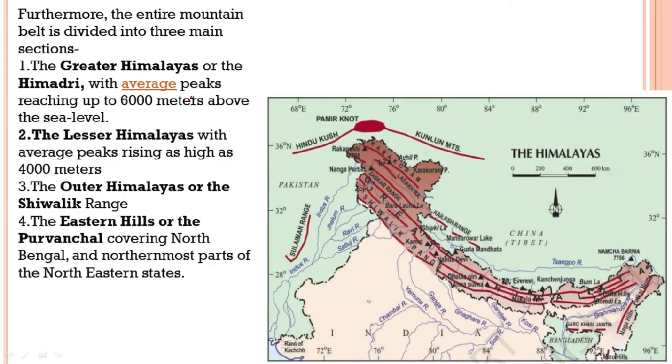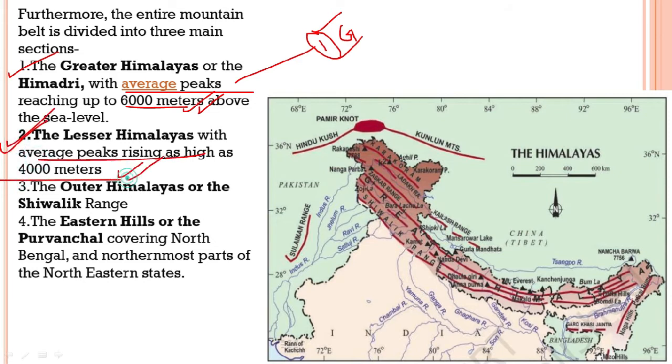Now quickly go through the divisions of the Himalayas. First we have seen the greater Himalayas with average peaks reaching up to 6000 meters. Okay, this is an important fact, students. You will be picking out these points. Number 1, the average height of all the peaks will be 6000 meters in the greater Himalayas. Second, as we descend from the greater Himalayas, from Himadri towards the lesser Himalayas, which is also known as the Himachal, the second division, the average peaks will rise up to 4000 meters. So an important point in the middle Himalayas or the lesser Himalayas.